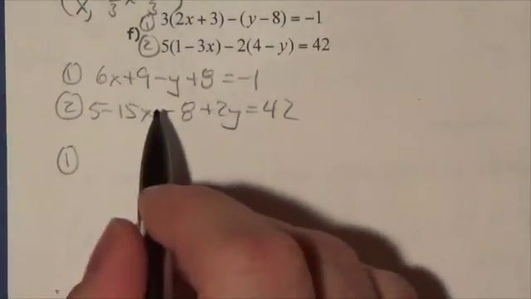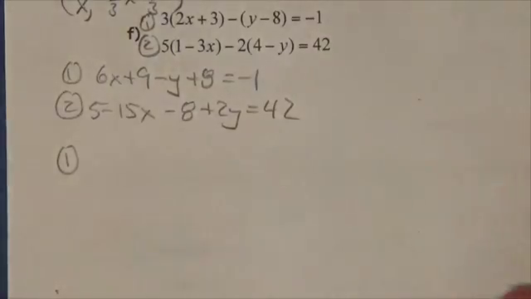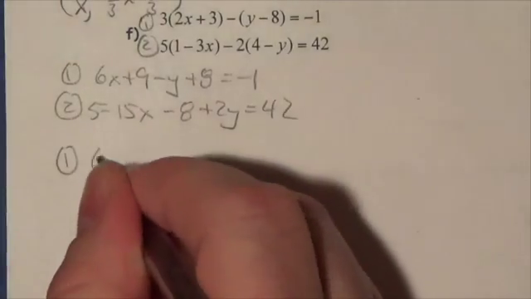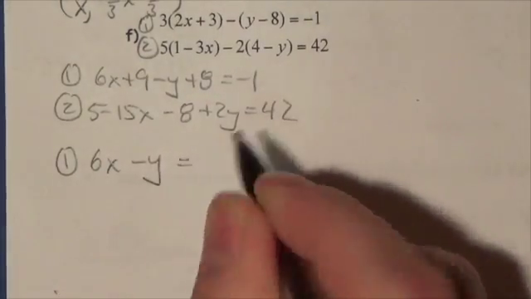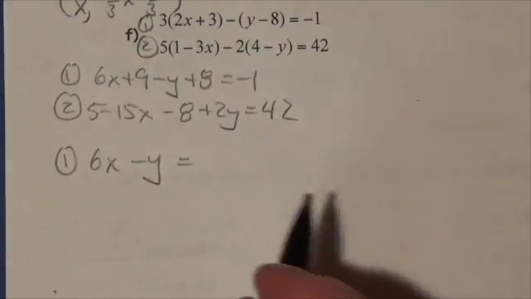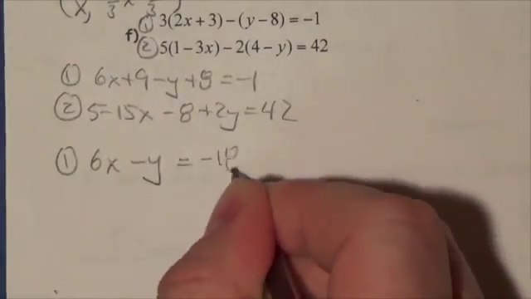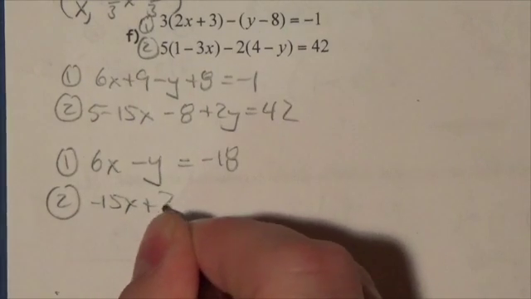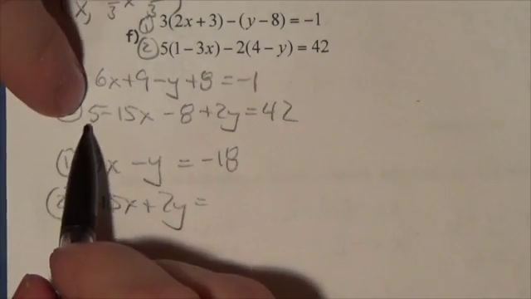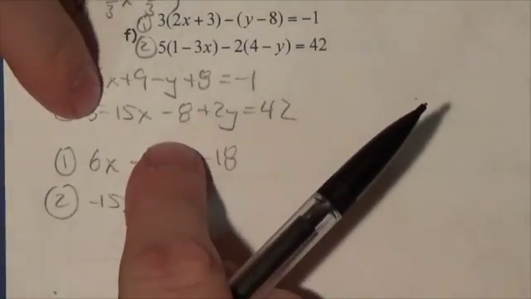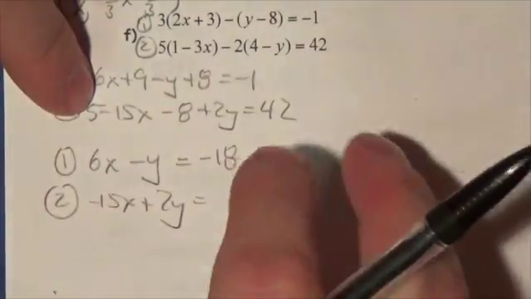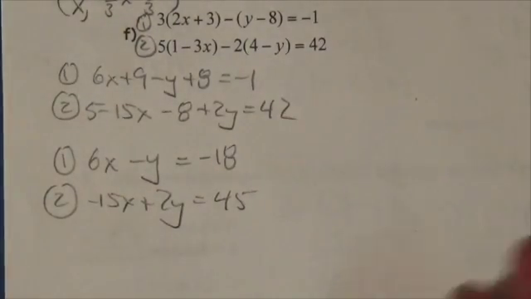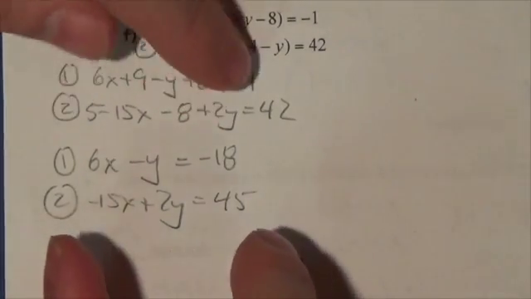Now, that's not quite done. I'm going to go one step further here. I want this to be in standard form, because it's typically the easiest way for me to start this problem. So 6x minus y, 9 and 8 is 17, and subtract 17, there's negative 18. Equation 2 is going to be negative 15x plus 2y is equal to, well, I've got a 5 and a negative 8, so it's negative 3 on the left-hand side. So I have to add 3 and that's going to get me 45. Okay, good. Now I've got the system in a form that's easier for me to work with.